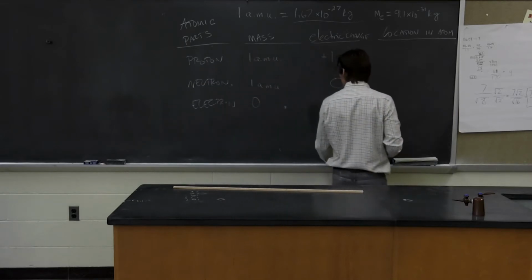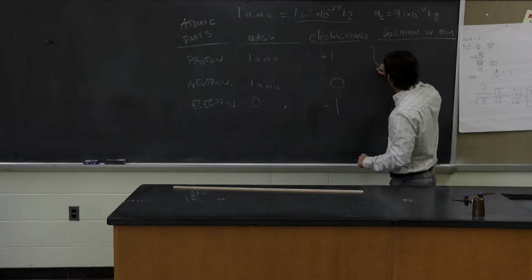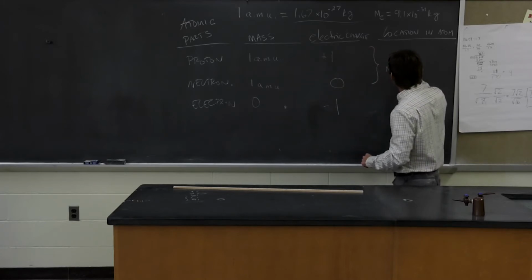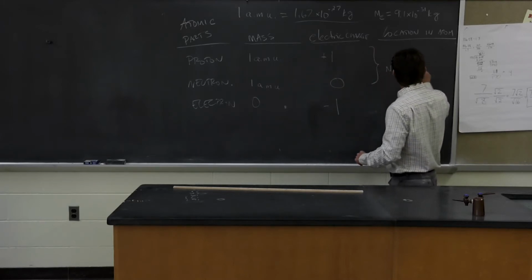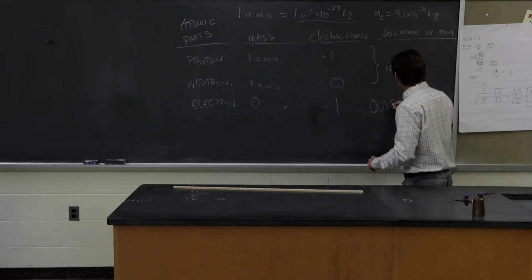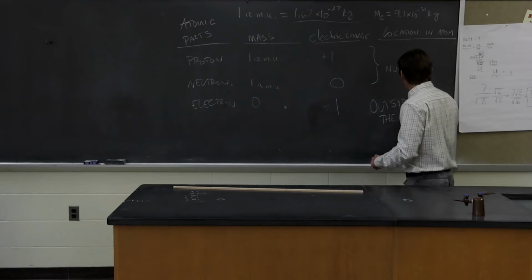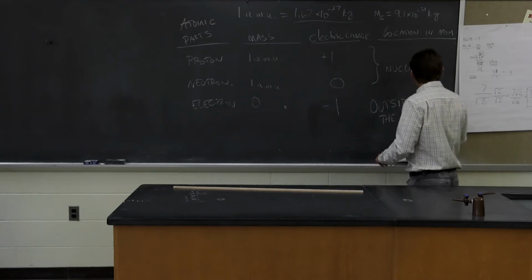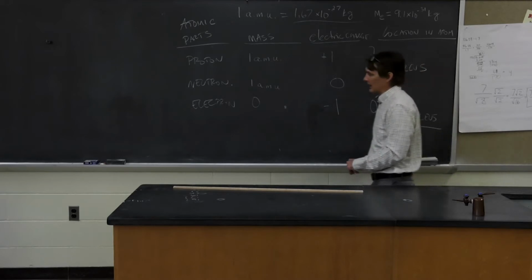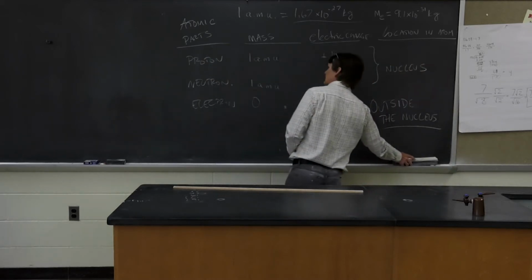Where are these located in the atom? The neutron and the proton, they are found in what's called the nucleus of the atom, or the center of the atom. And the electron is found outside the nucleus. It whizzes around the outside at very, very high speeds.